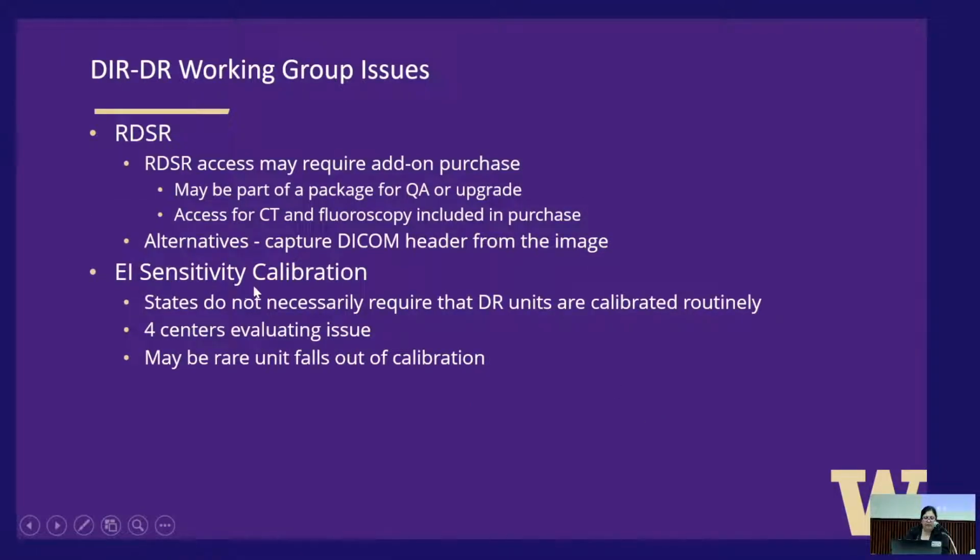Also, the exposure index sensitivity calibration, right? For the machines we all have, states do not necessarily require that DR units are calibrated routinely. So when we have a lot of Shimadzu and GE, you can run their calibration software every day, or whatever the requirement might be, but that's really dictated by the vendor and not by the state regulations. So that's another problem. The data they're going to get from across the country is going to have varying EI sensitivity calibration. So they're looking at all of these issues to figure out how they're going to handle it.